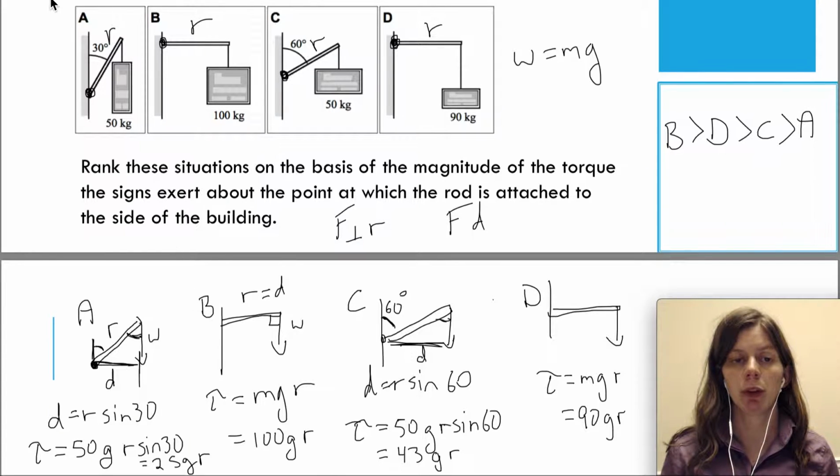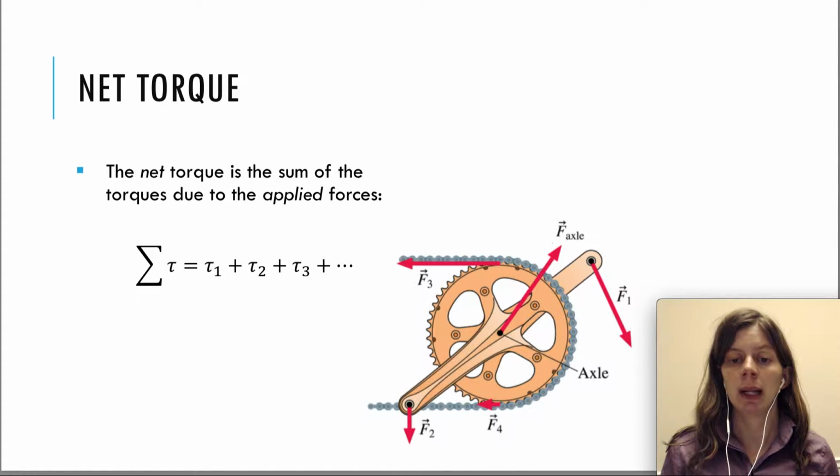The last thing I want to talk about in this video is net torque, just because we're going to be using it very soon. Net torque just means the sum of the torques, just like net force is the sum of all the forces. So if we have an object and there are several forces acting on it, and you're trying to find out how much torque is being exerted on this object, well, you just find all the torques individually and then add them up.